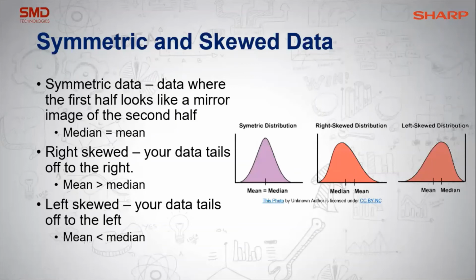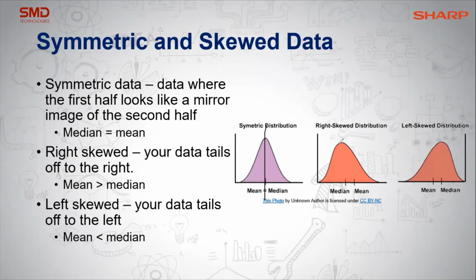Okay, now the next thing to look at is symmetric and skewed data. So symmetric data is data where your first half of your data looks like a mirror image of your second half. So this here, it's a perfectly symmetrical ghost. You can see there's a mirror image of the two. And your median is equal to your mean. Okay, so they're at the same point.